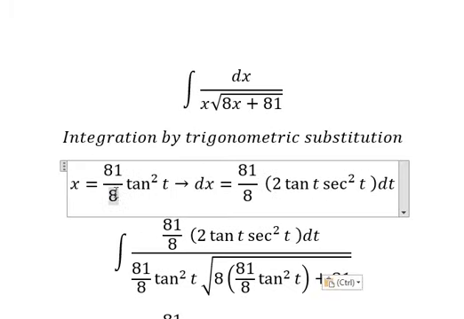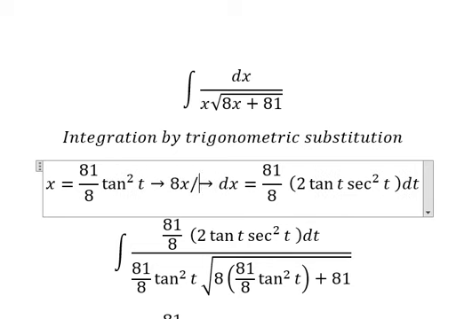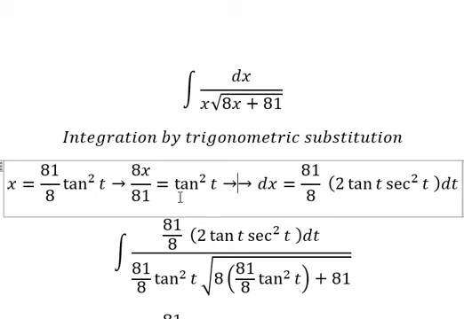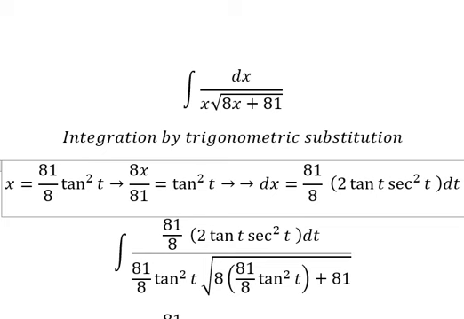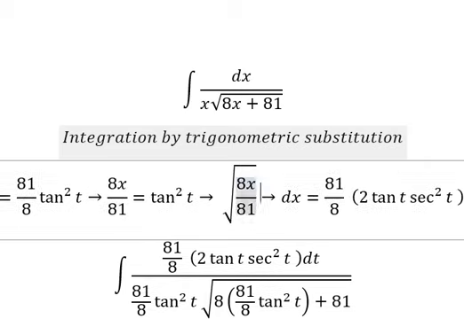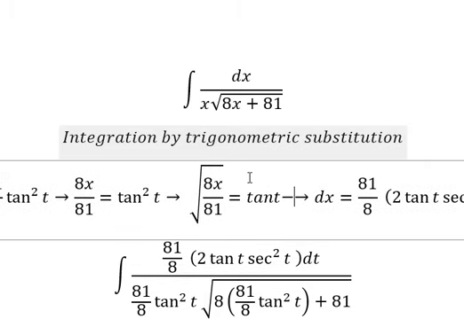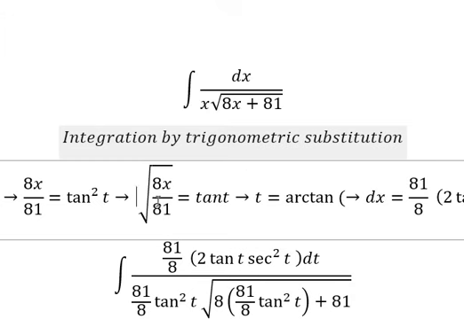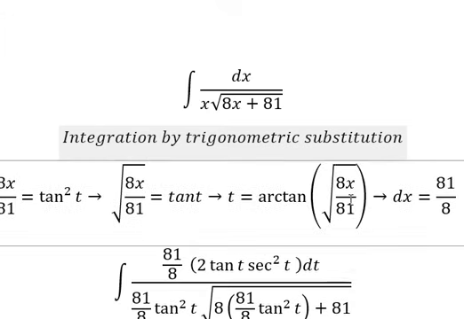So we need to divide both sides by 81 over 8, and we have s over 81, and then we put the square root for both sides. And now we have t equals to arctan of this one. So I will put this one to change for t.